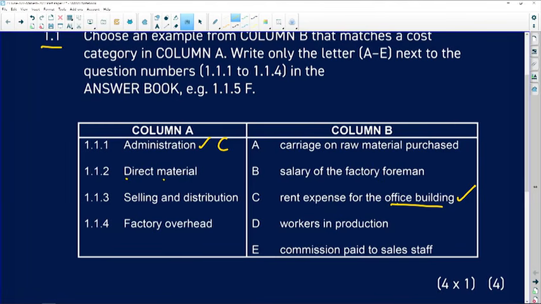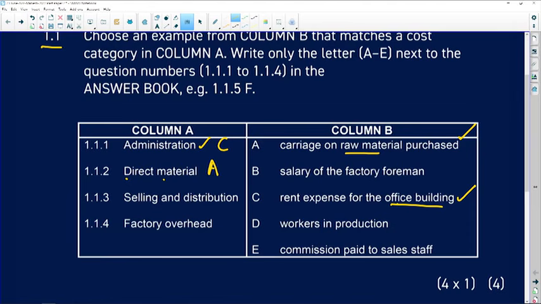So direct material cost. Direct material, A, carriage on raw material purchased. We know raw material obviously affects your direct material. Carriage is that additional expense. So here I don't need to read further, it has to be A.